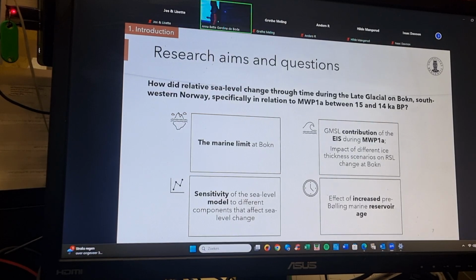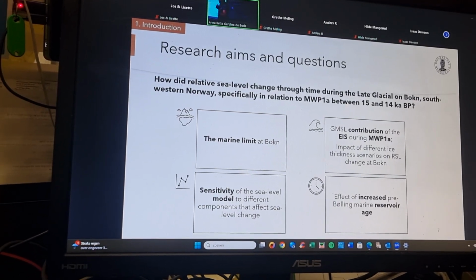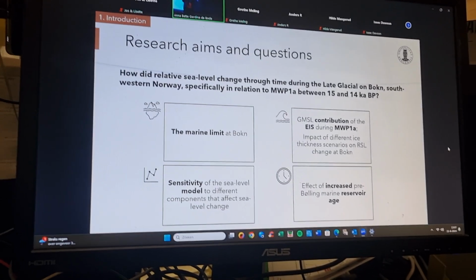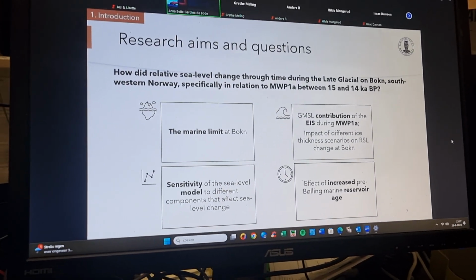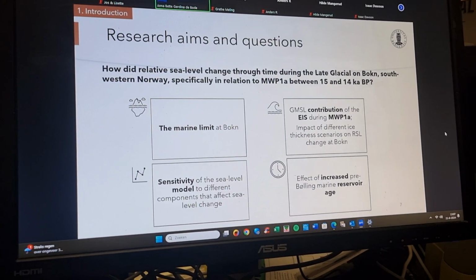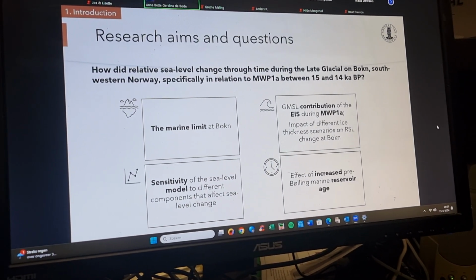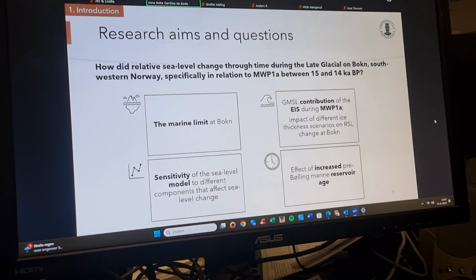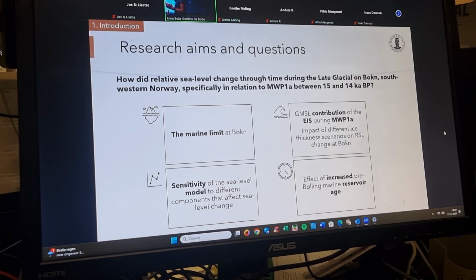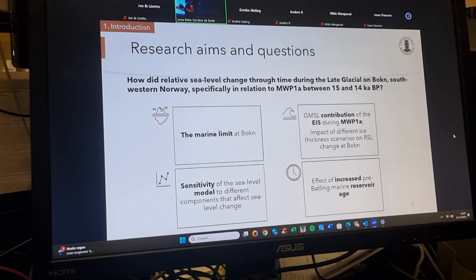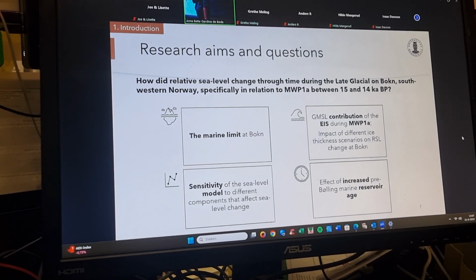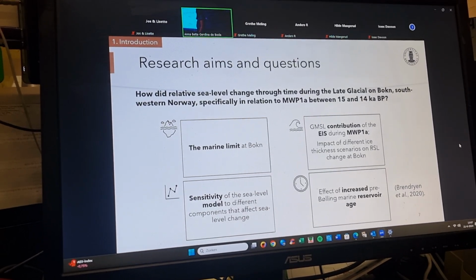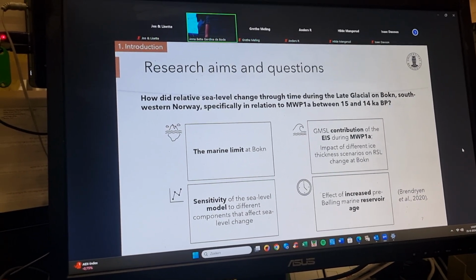Then the sea level model that I'm using, I also want to do a sensitivity analysis to see how it responds to changes in different components, how sensitive it is to these components. And then the last one is about the chronology of the glaciation of the Eurasian ice sheet. We want to test what happens if we use a different calibration age for this ice history. And then we're using an increased freshwater marine reservoir age proposed in a recent study.